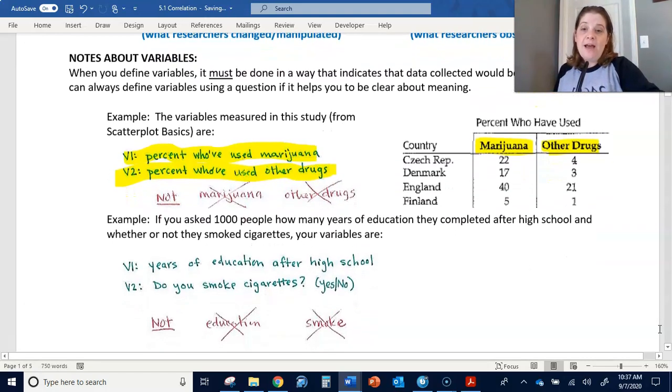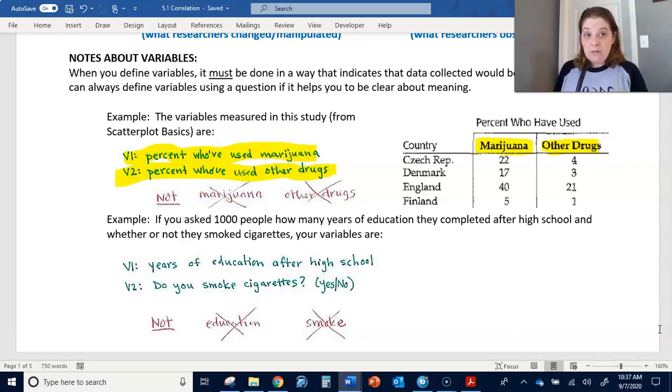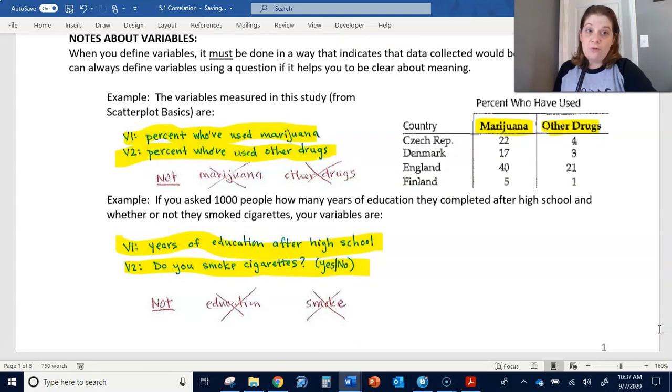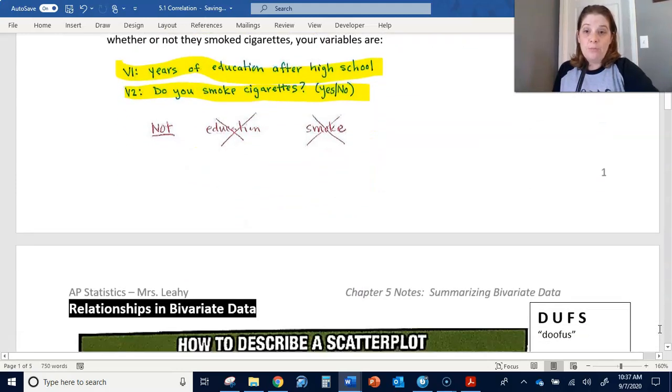Similarly, if you went and asked 1,000 people how many years of education they had completed after high school and whether or not they smoked cigarettes, your variables are going to be years of education after high school and do you smoke cigarettes, yes or no, not like education and smoking. Those are not variables. So when you state your variables, it's important that you imply that they could have a variable meaning to them. And if you don't do that properly, you will lose points for not having that as part of your answer.